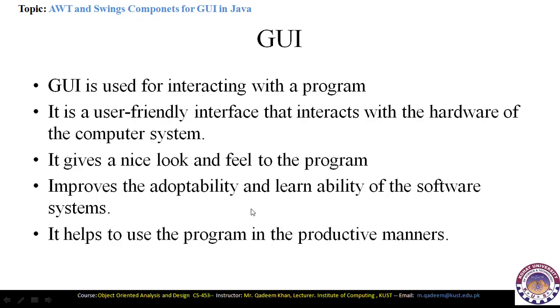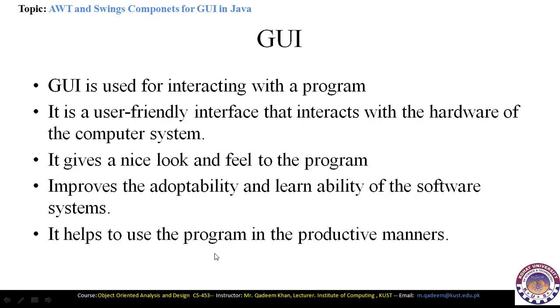Similarly, it improves the adaptability and learnability of the software system. For example, if a user wants to improve adaptability, it means that I can easily adopt that particular GUI, because if I have a little experience of the previous GUI, the new GUI can be easily adoptable, and also it can easily be learnable. So learnability is very important here. Just by perceiving the GUI, I can understand the function of the GUI. So it helps to use the program in a productive manner.